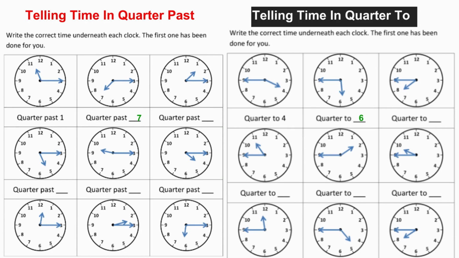And when your short hand is almost on 6 and your long hand is on 9, that is quarter to 6 or 5:45. When your short hand is almost on 8 and your long hand is on 9, that reads 7:45 on your digital clock, and that is quarter to 8. Now take other questions as your exercise.